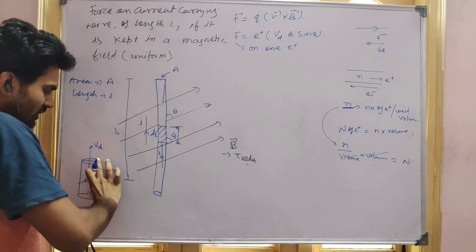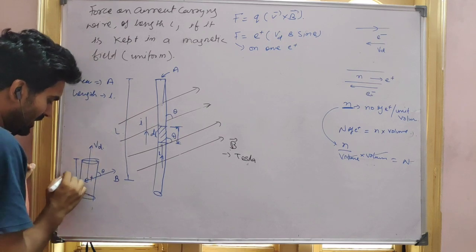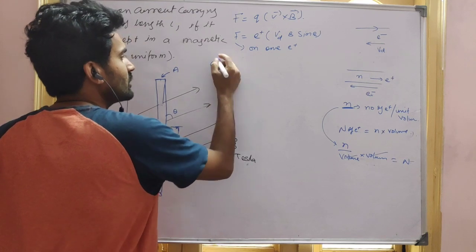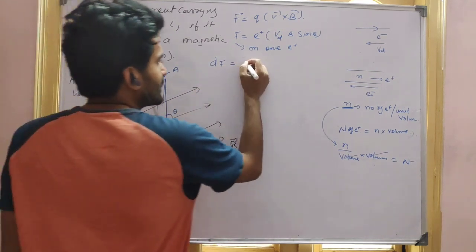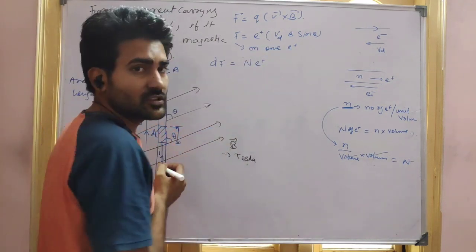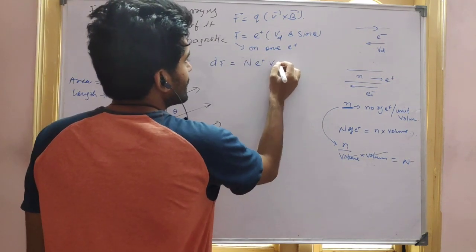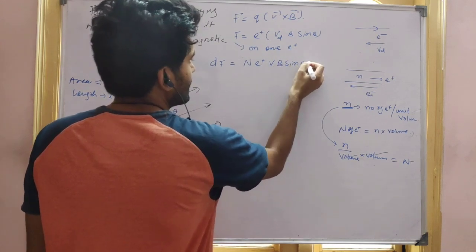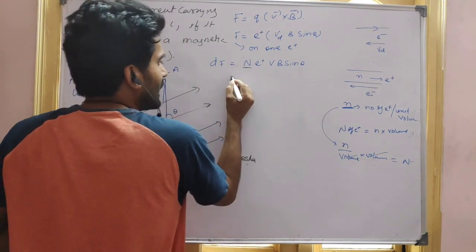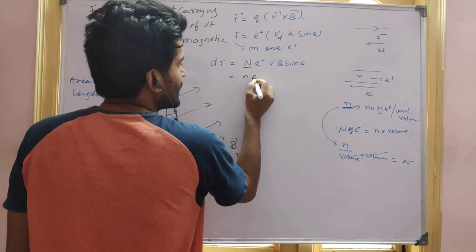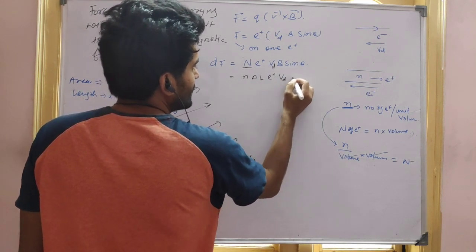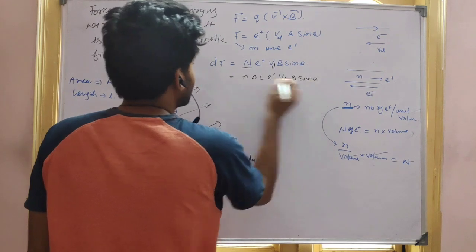So then the force on this particular dl element. So force will be how much, guys? That will be a small force, dF. That will be the number of positrons into one charge on one positron into V B sin theta, right? Yes. Now, what will be this N? I think this N will be n into A into L, into e, positive, V_d B sin theta.